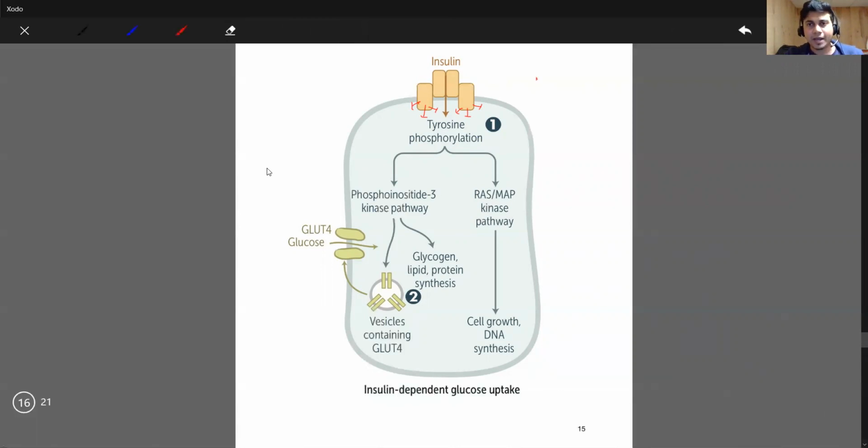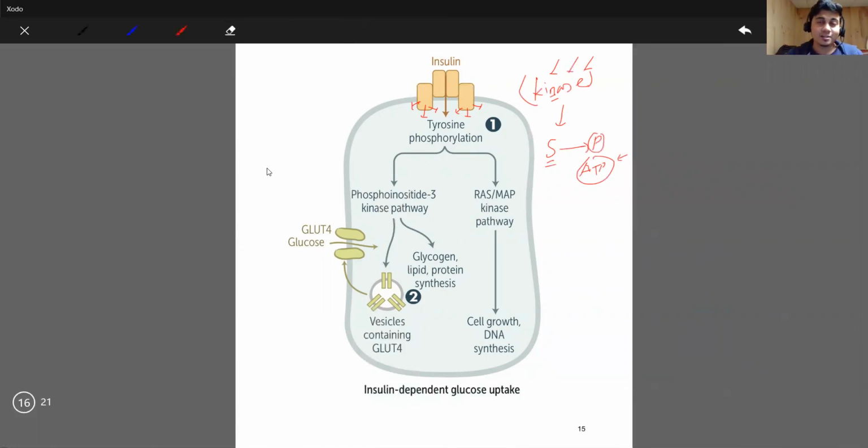What does it mean? Kinase is the name of some enzyme, or whenever you see the name kinase, what do you suspect? You suspect that this enzyme works on some substrate. It adds a phosphate group to that substrate with the expenditure of ATP. That means kinase is the name that describes an enzyme that adds a phosphate to its substrate with the expenditure of ATP. Now, same thing is happening here.